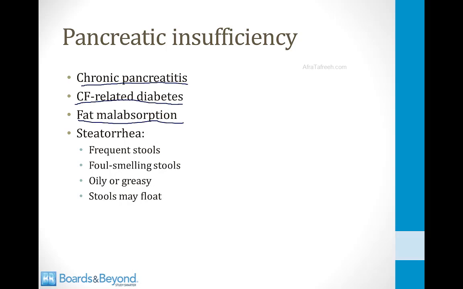main symptoms of fat malabsorption is steatorrhea. And people who have steatorrhea have frequent stools, they're foul-smelling, oily or greasy, and the stools may float. Nobody likes to talk about this, but most of our stools sink to the bottom of the bowl. Stools that float are very abnormal, and this is something that a parent may notice from a child.